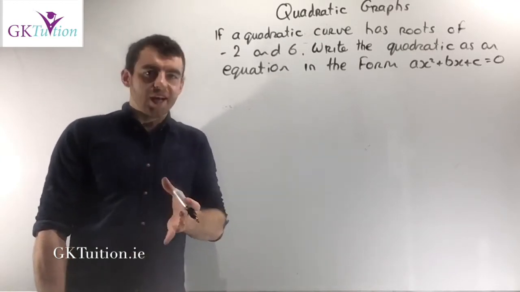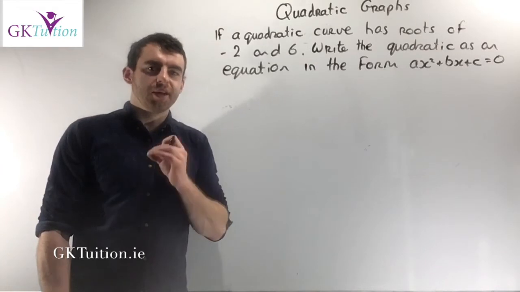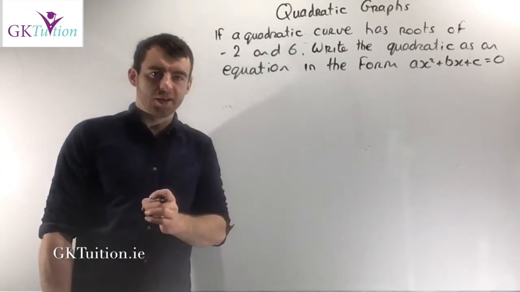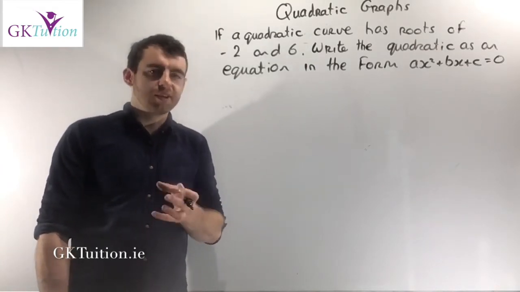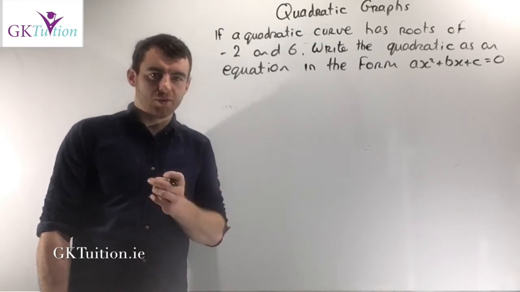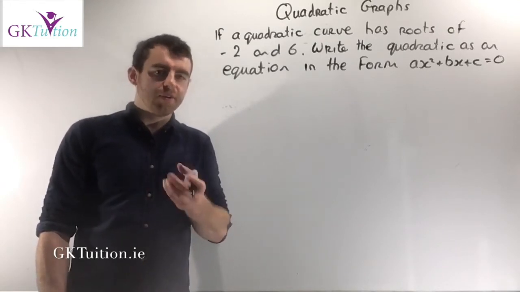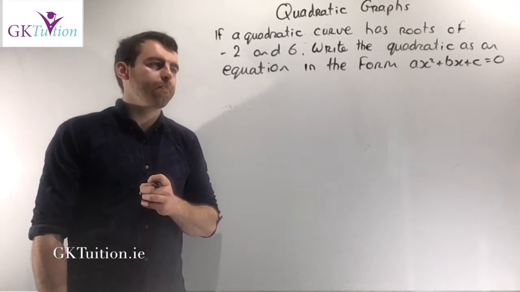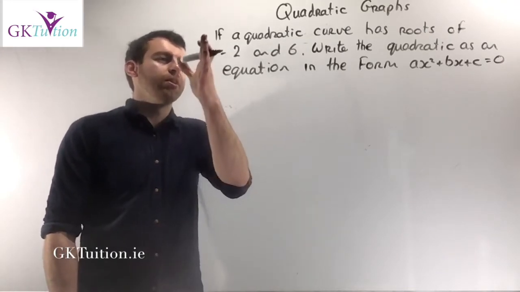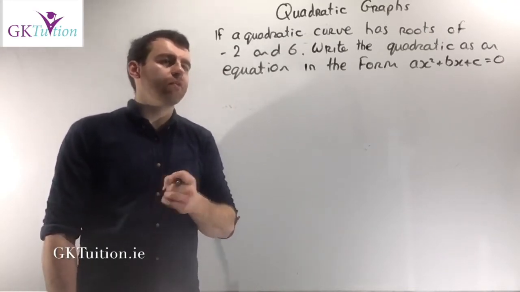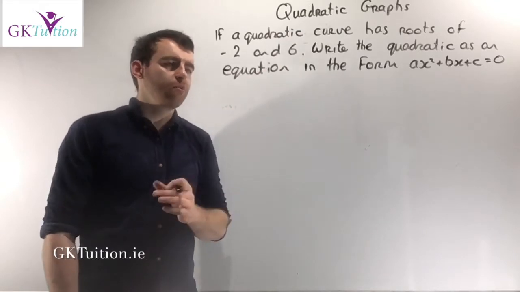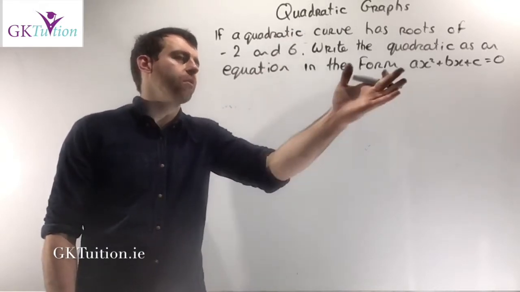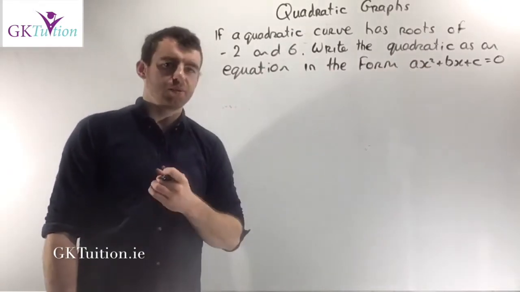But before we delve too deeply into the new material, I need to be sure you're 100% clear on the junior cert material. So in this video, I'm going to talk to you about quadratics only. But we are going to look at a few things that you won't have come across before. Just imagine this one. If I told you a quadratic curve has roots of -2 and 6, write the quadratic as an equation in the form ax squared plus bx plus c equals 0.